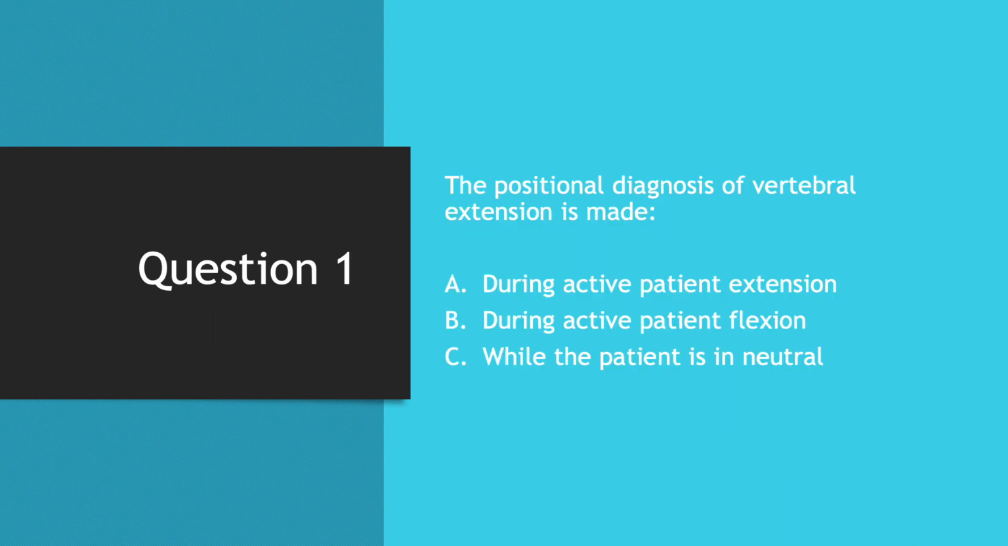Let's begin. The positional diagnosis of vertebral extension is made during active patient extension, during active patient flexion, while the patient is in neutral. So this should be made while the patient is in flexion.